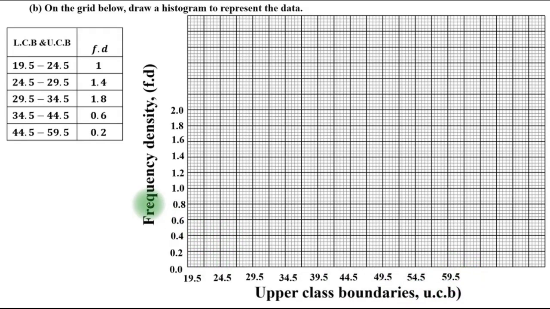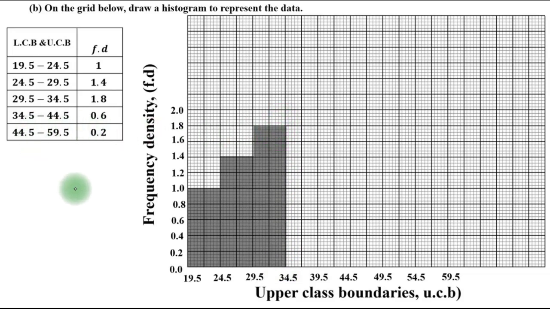So we begin with the first one. The boundary is from 19.5 to 24.5, and frequency density has reached up to 1. So that is the first part. Then the other one from 24.5 to 29.5, frequency density is 1.4, up to that point. Then the other one, 29.5 to 34.5, frequency density is 1.8. Then the other one, 34.5 to 44.5, frequency density 0.6 up to this level. Lastly, 44.5 to 59.5, frequency density was 0.2. So that is it.